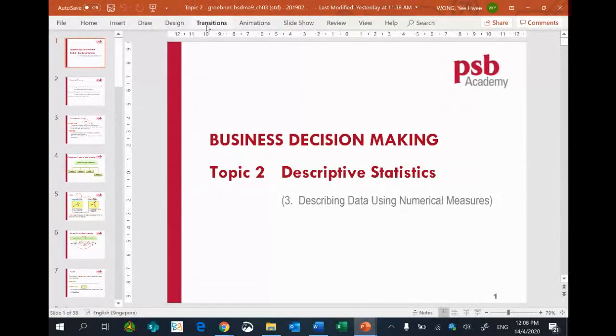So this is topic 2. We did topic 2 last lesson. So it's about descriptive statistics. Can you still remember what descriptive statistics is? It's basically the process of you doing something to your data, trying to describe your data.